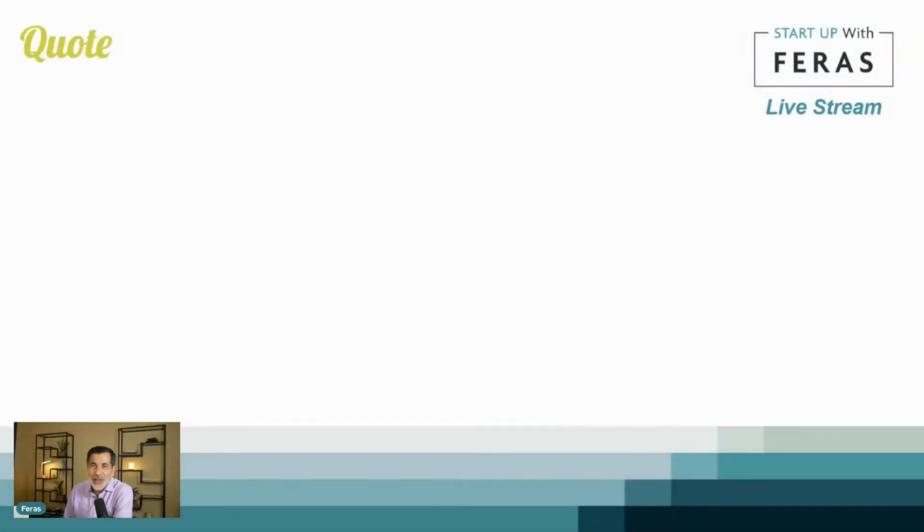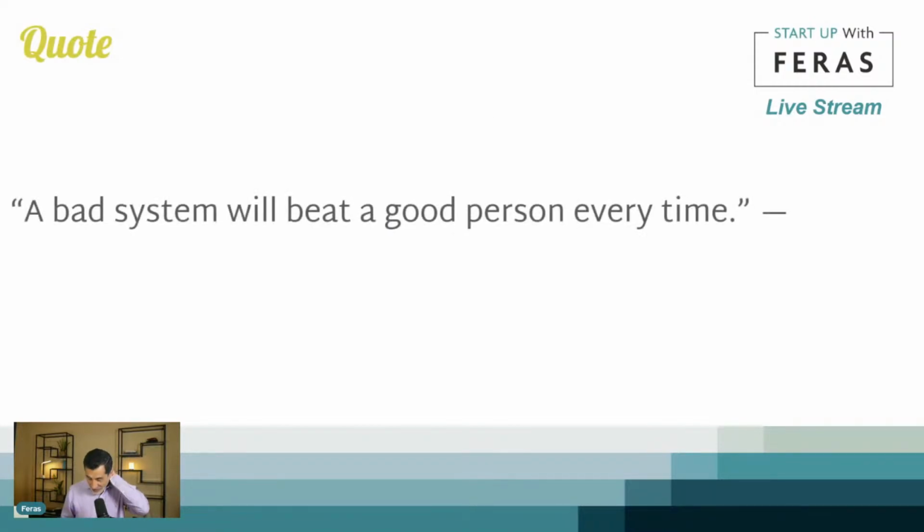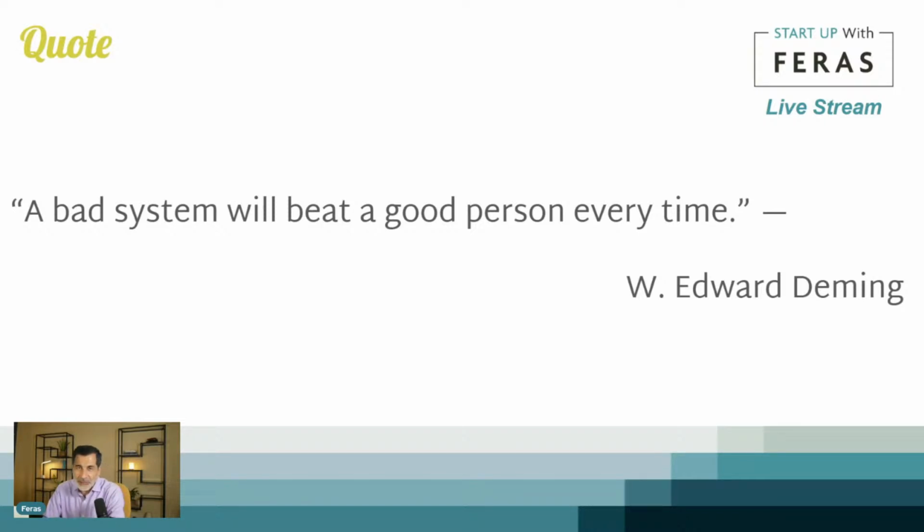So let me start off with a quote. A bad system will beat a good person every time. This is by W. Edward Deming, famous for his contribution to quality in business. Way back then, TQM, total quality management, was a big thing. But he was internationally recognized as a champion, as a pioneer in that field. But what he said: a bad system will beat a good person every time.